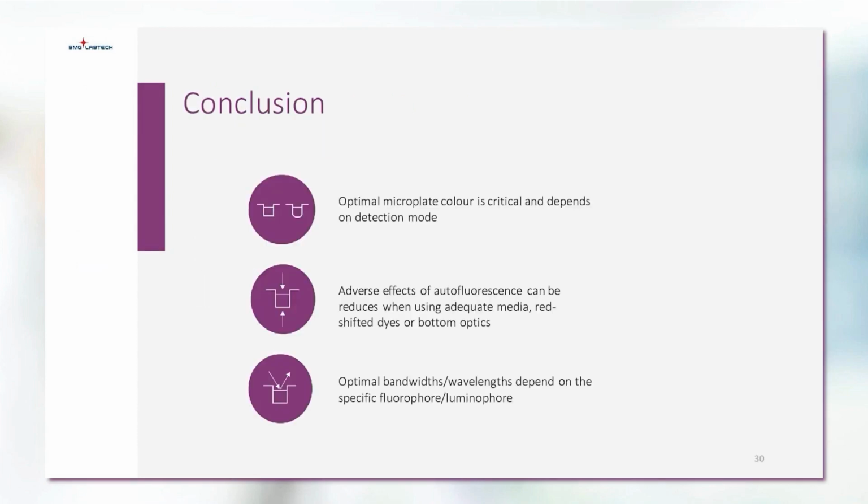We want to conclude today's presentation with a short summary of the most important parameters for optimizing microplate reader measurements. When planning a measurement, choose the appropriate microplate color. Also check if your assay system is influenced by autofluorescence, adjust the assay components, and use bottom optics where required. Optimize bandwidths and wavelengths to achieve best results. This will often differ and highly depend on the fluorophore or luminophore you are using.